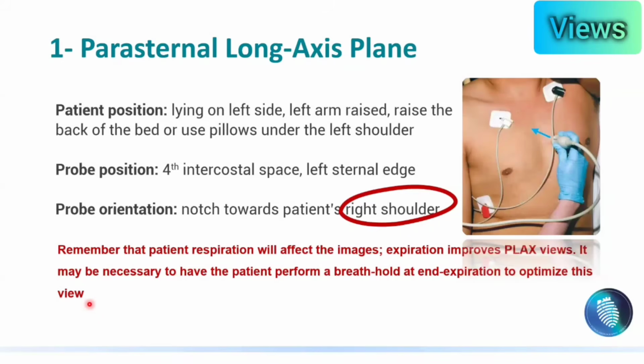So it's very important to explain to the patient how to hold his breath. I always explain to the patient like this: please, take a deep breath, then let it out, then stop breathing. So I instructed the patient that he will hold his breath at expiration. And every echo measurement, we do it holding the breath at end expiration. Even TDI, tissue Doppler imaging, we make the measurement at end expiration.